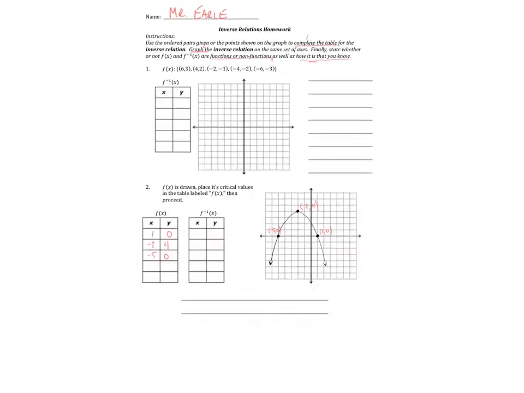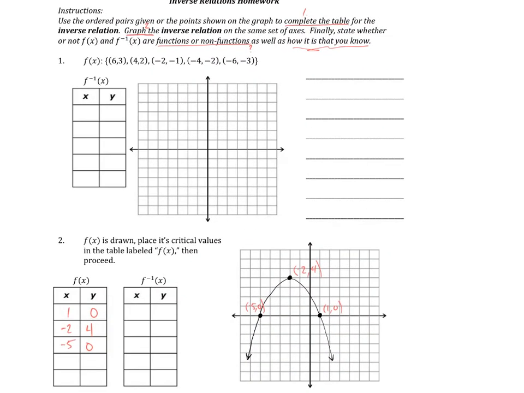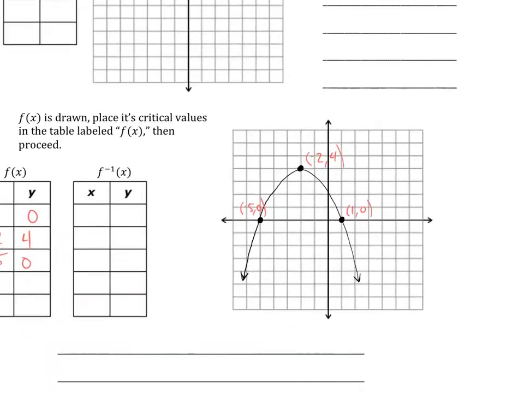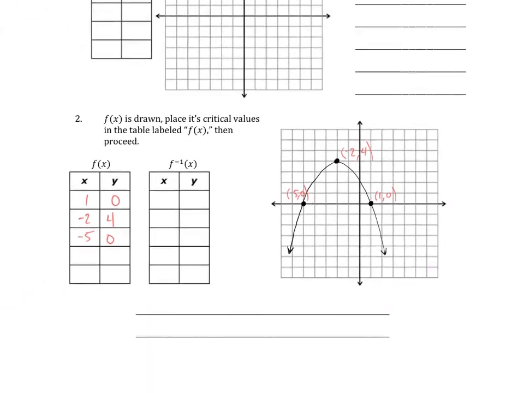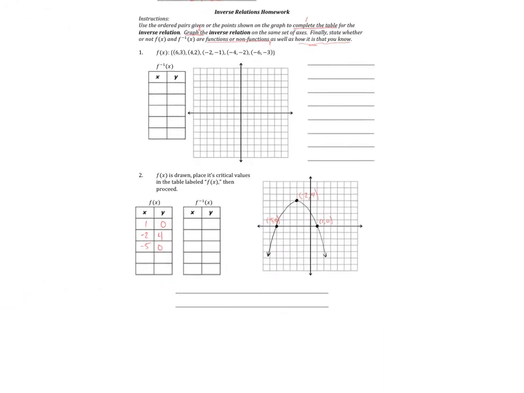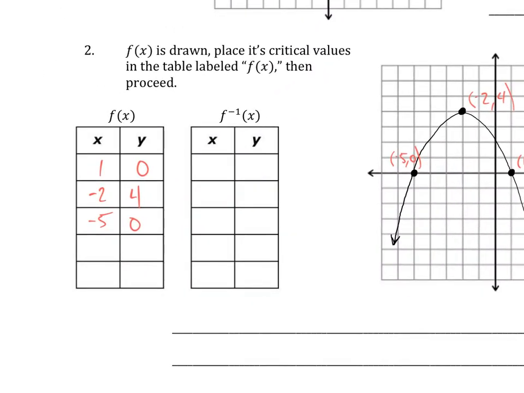Remember, the first thing I have to do is complete the table. I did that. Now I have to graph it. So I'm going to graph that inverse relation. But I'll want to complete the inverse table as well. So I'm just going to take each of these points and put them in the inverse table by flipping them around. So we have 0, 1, we have the point 4, -2, and we have the point 0, -5.